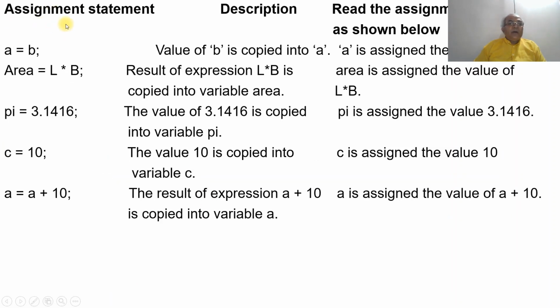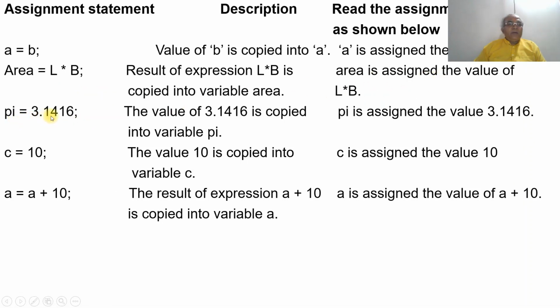Here, first we are going to see the meaning of these things. Assignment statement, then we are going to have a description. Read the assignment statement as shown below. a = b. What does it mean? The value of b is copied into a. So a is assigned the value of b. That is how it is read. area = l * b. The result of the expression, length multiplied by breadth, or l * b, is copied into the variable area. So area is assigned the value of l * b.